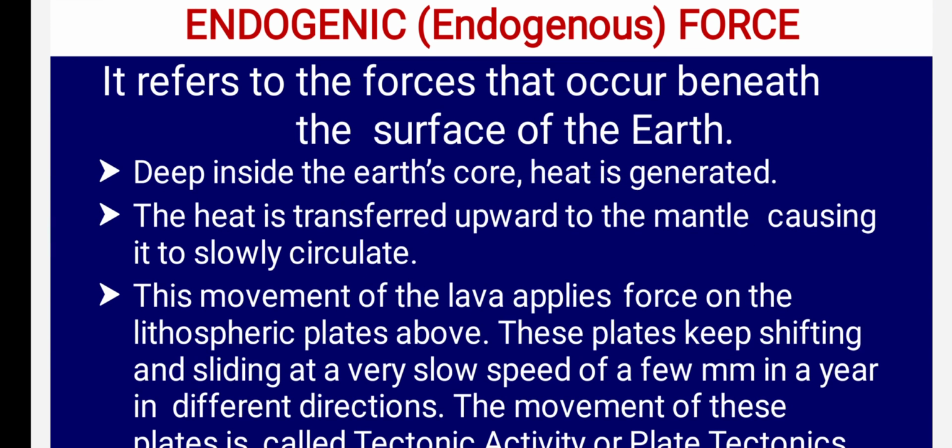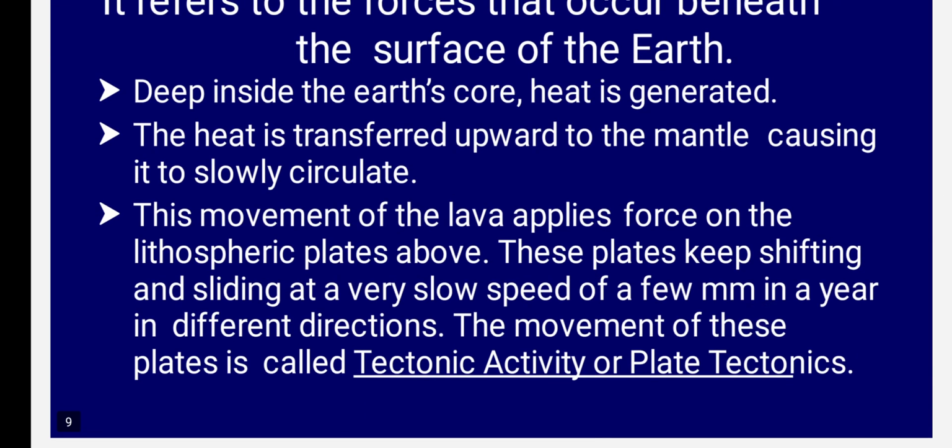Endogenic forces. First one. It refers to the forces that occur beneath, meaning under the surface of the earth. Deep inside the earth's core, heat is generated. We know very well that the temperature is very high in the mantle and core. The heat is transferred upward to the mantle, causing it to slowly circulate. I told you about convection cells. This movement of the lava applies force on the lithospheric plates to move.